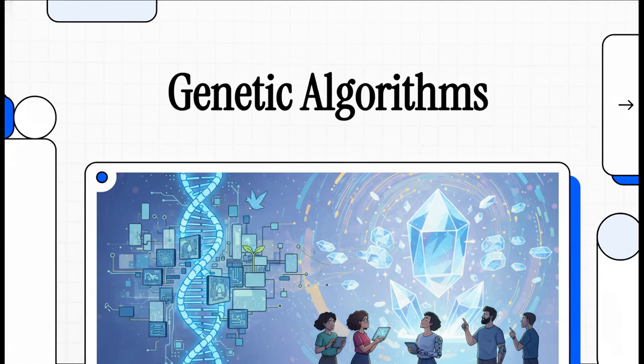Have you ever thought about how nature finds solutions? Through evolution, right? Well, today, we're going to steal that idea, one of the most powerful concepts ever, and put it to work inside a computer. We are literally going to watch a computer evolve an answer to a problem. This is going to be fun.